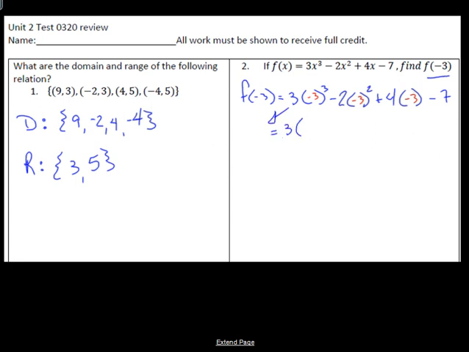This becomes 3 times negative 27. This becomes minus 2 times 9. This is a minus 12 and a minus 7. This becomes a negative 81, minus 18, minus 12, minus 7. They're all negative, so I can go through and add them together and keep the negative sign. So it's going to be negative 118.